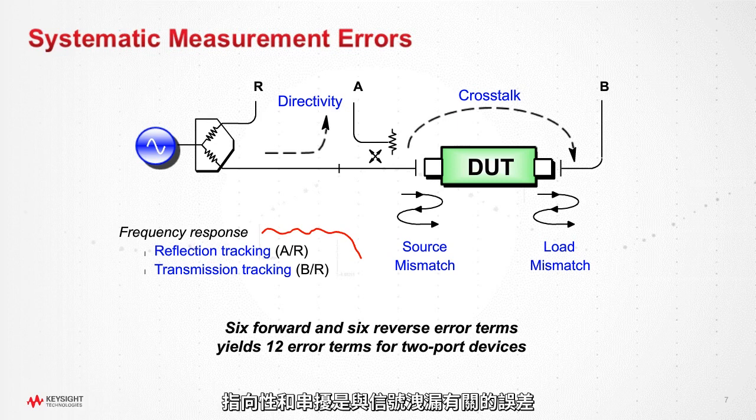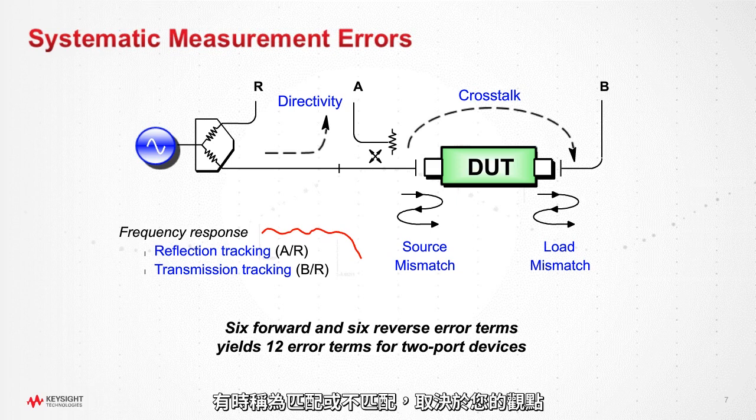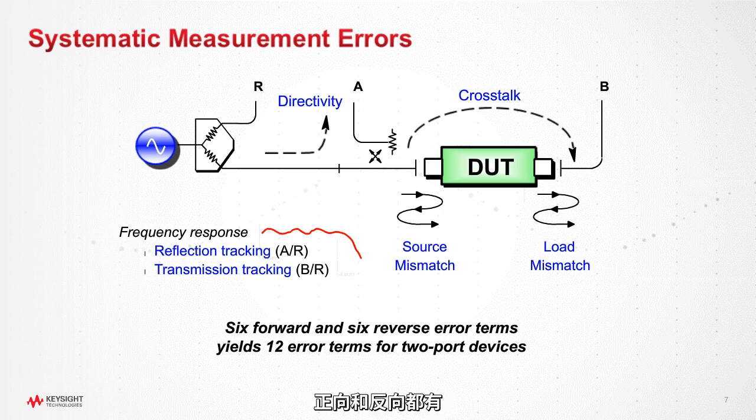The errors relating to signal leakage are directivity and crosstalk. The errors related to signal reflections are source and load match, sometimes called match or mismatch, depending on your point of view. The final class of errors is related to the frequency response of the receivers, and these are what we call reflection and transmission tracking. So we can get the full two-port error model, including all 6 of these terms for both the forward direction and reverse direction. This gives us a total of 12 error terms. This is often why we refer to a two-port calibration as a 12-term error correction.